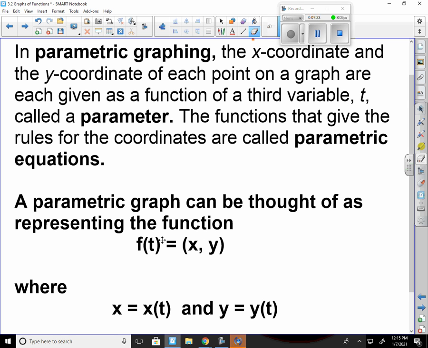So I have a parametric graph where my x is determined from a function of time, in this case, and y, where the y is a function.